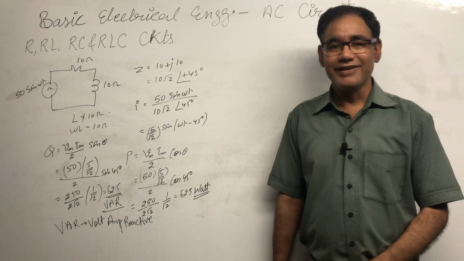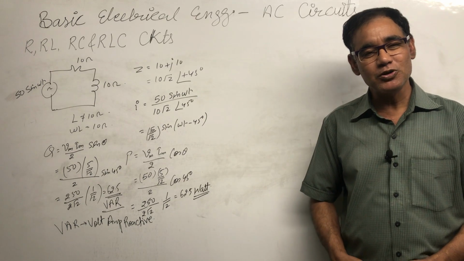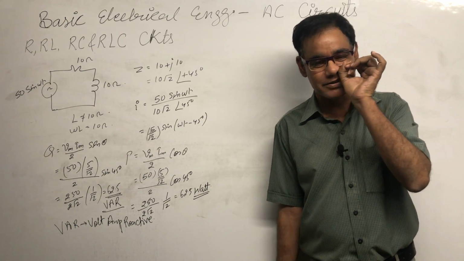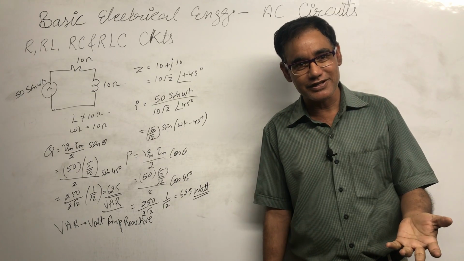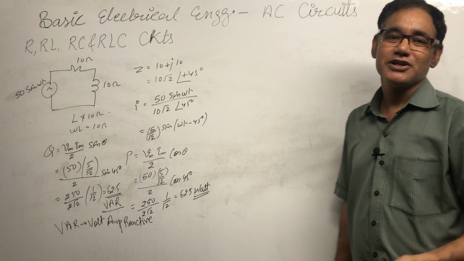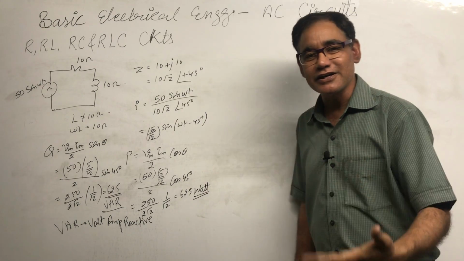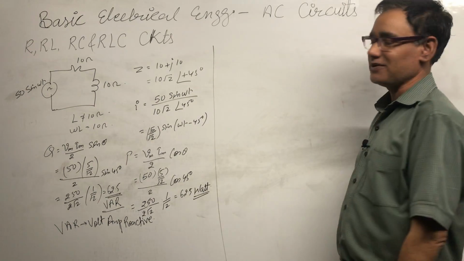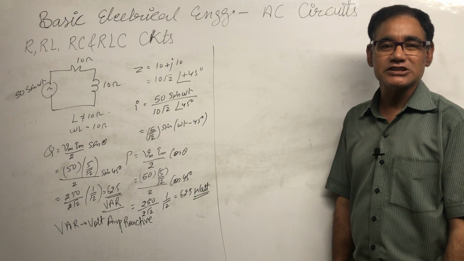Reactive and active power are both equal. Why? Because both components are equal; both are 10 ohm. If the components are equal, then the powers are equal, real power and reactive power. Because the resistance draws the real power and the inductance draws the reactive power. Now we are going to give one more example to clearly understand the concept.